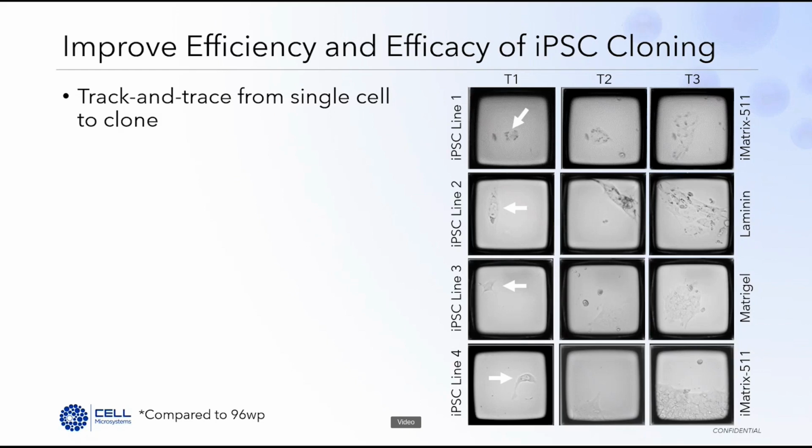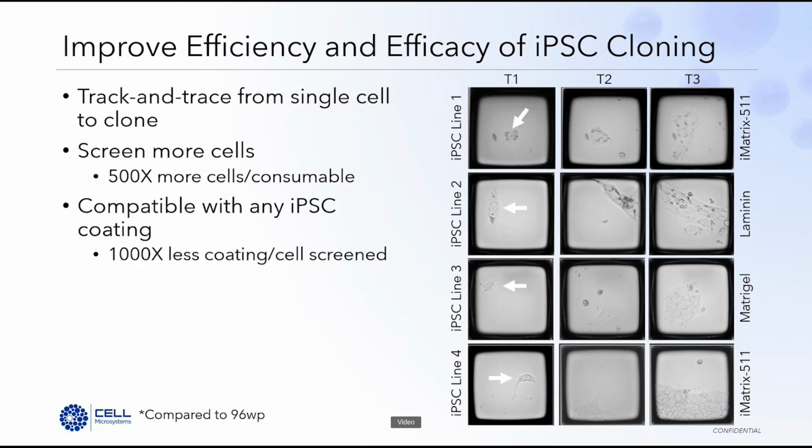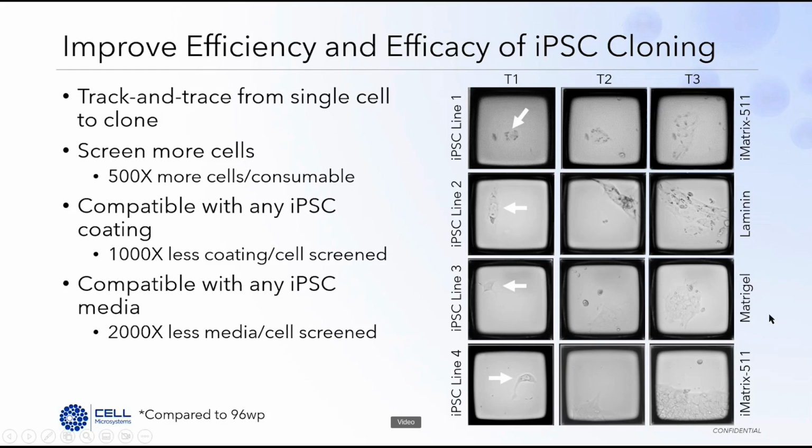The flash-like conditions of the CellRaft array and the automated imaging and isolation using the CellRaft AIR system allow for track and traceability from a single cell into a clone, and the ability to screen 500 times more cells per consumable. It's compatible with any iPSC coating, and you're going to use 1,000 times less coating. You can see here on the right where we used 4 different iPSC coatings and 4 different cell lines, and you can see the healthy, happy growth of these cell lines from a single cell into a colony. It is also compatible with any iPSC media, and here you also use 2,000 times less media per cell screened.